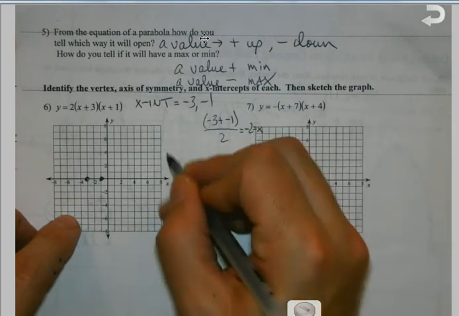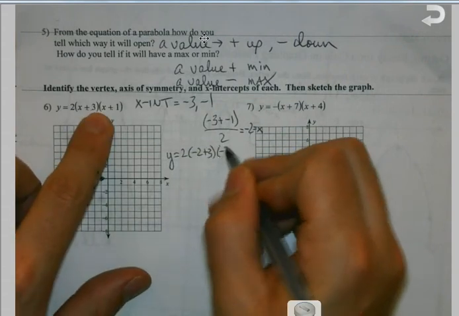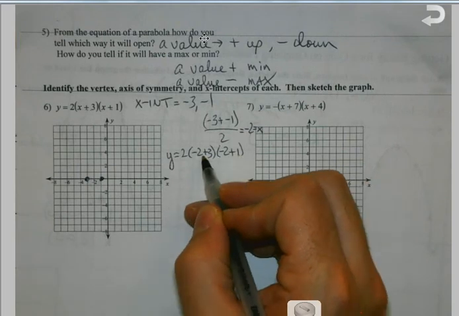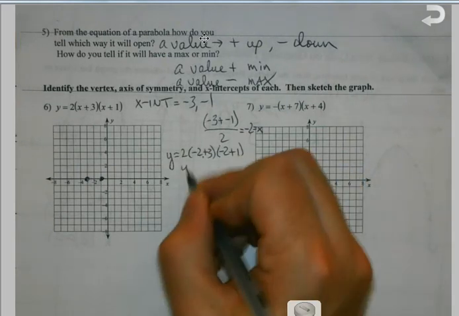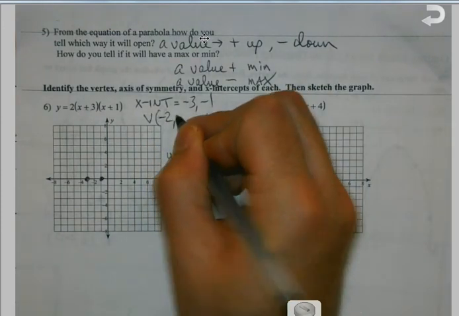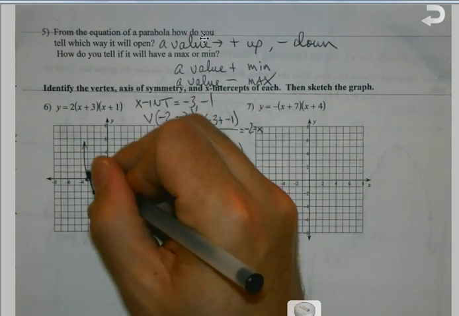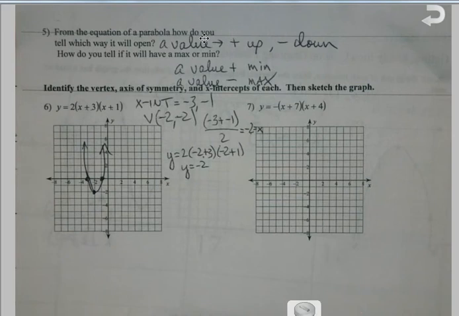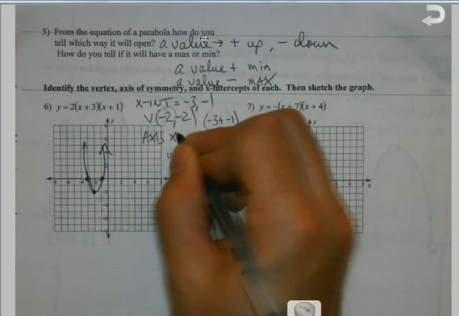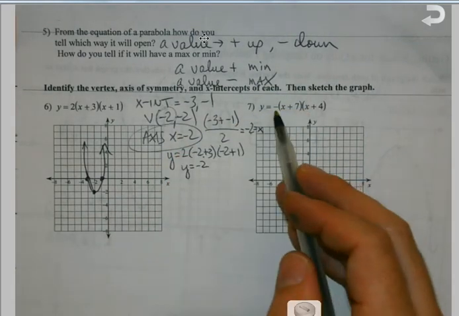Once I have that, to find y, I'm just going to go ahead and plug it back in here. So I've got -1, +1 would be... -1 times 2 is -2. So my vertex is at -2, -2. And then my axis of symmetry always goes hand in hand with the x value of my vertex. So my axis of symmetry is at x equals -2. And that's how this will work. I know this one's going to open down.